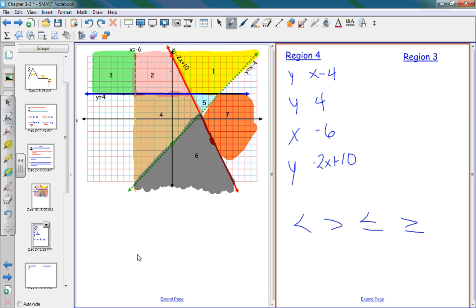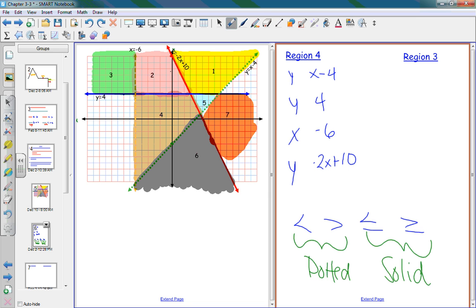The first question we ask is what? Is the line solid or dotted? This green line right here, is it solid or dotted? Dotted, so since it's dotted, I am stuck with using less than or greater than. Now, is it above it or below it? If you have a line that's mostly up and down, but kind of sideways, how do you know which is above or below?